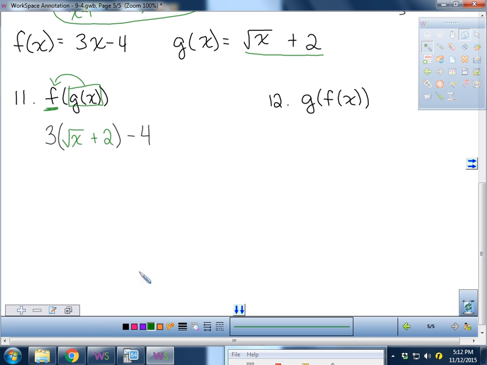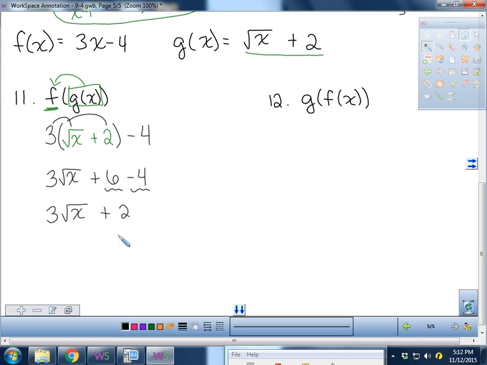All right, then I just have to simplify. So I'm going to have to distribute. 3 times x squared is 3 times the square root of x, which is 3 square roots of x. And 3 times 2 is 6. And then back here I've got minus 4. These are like terms. 6 minus 4 gives you a 2. So I get 3 square roots of x plus 2.